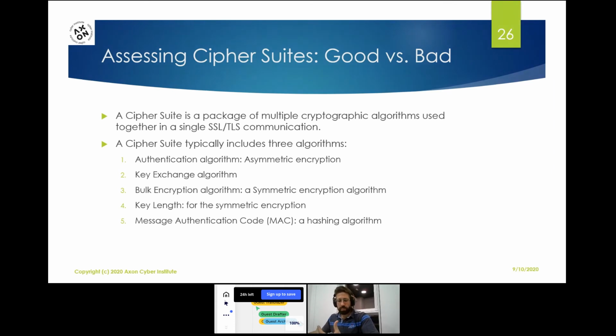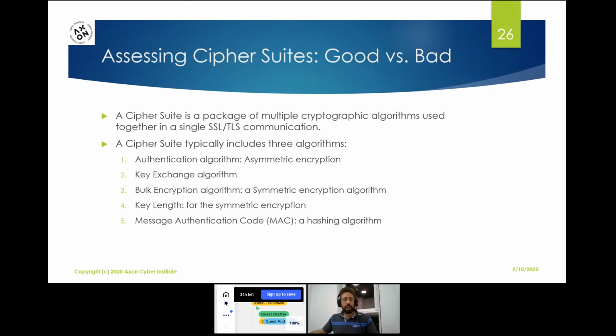A cipher suite is a bundle of different cryptographic algorithms. It contains mainly the following five items. It contains an authentication algorithm, and this is like asymmetric encryption, something like RSA or DSA.